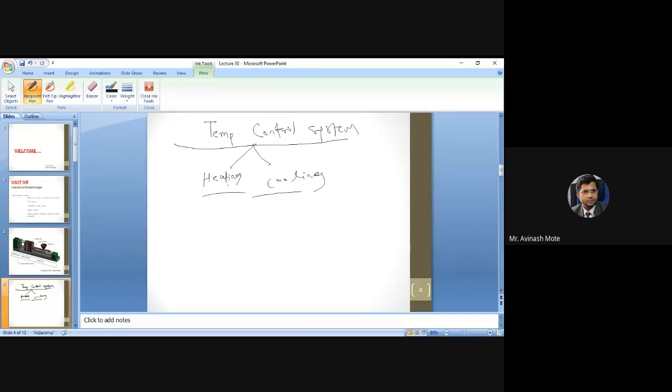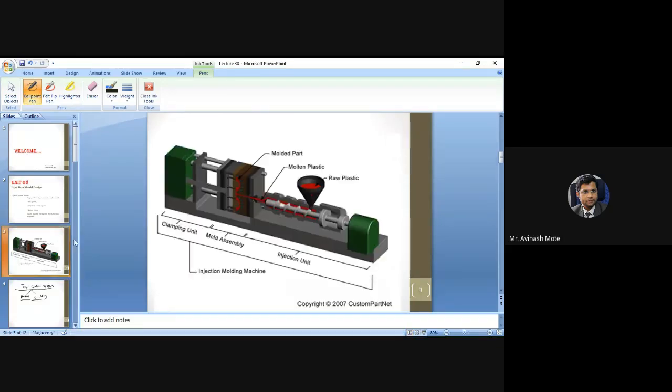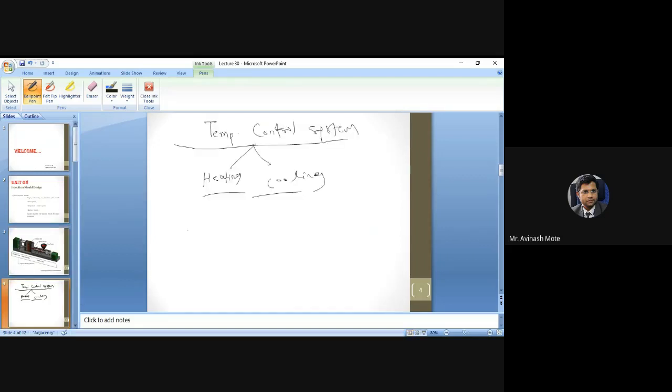Now, in the heating, as I told, a simple mechanism is there. Heating coils are provided around this barrel, and slowly as the material passes through this barrel, it will get heated. Basically, if you look at these two processes, the heating process is not a complicated process.